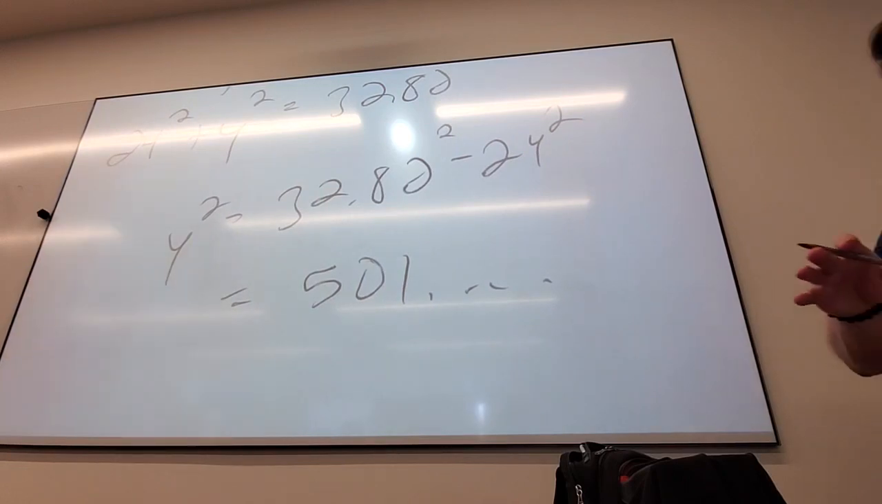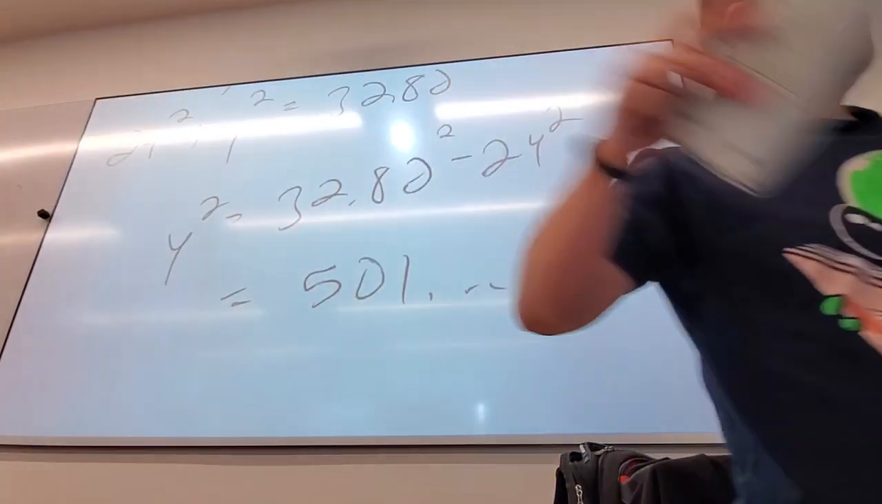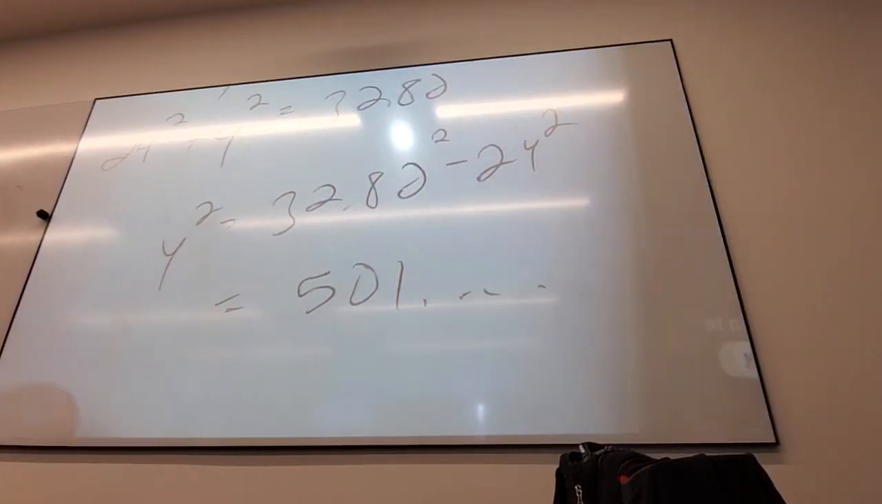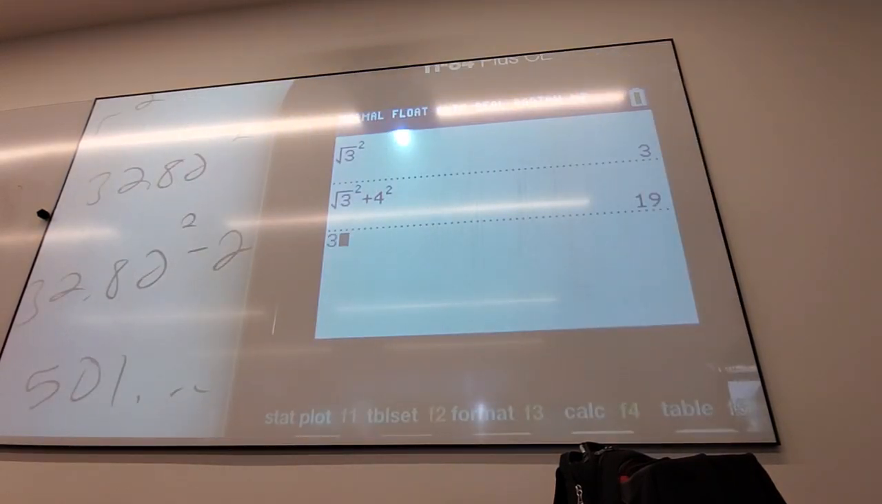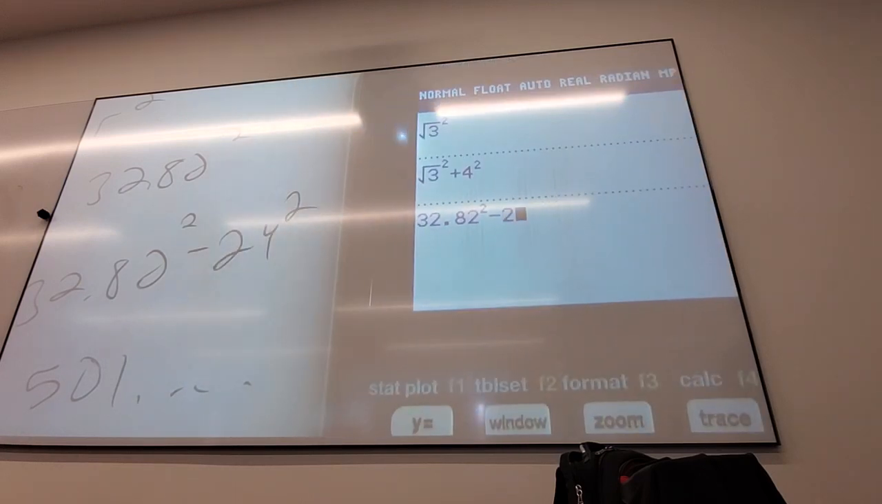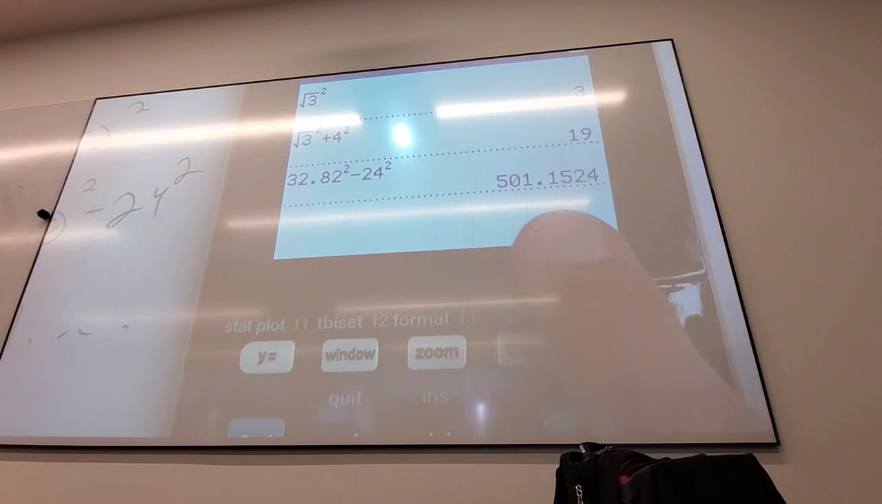Here, let me actually show you something. All right. So if I do, you got 24 points. 32.82 squared minus, where'd it go? 24 squared. Yeah, so I get this, right?